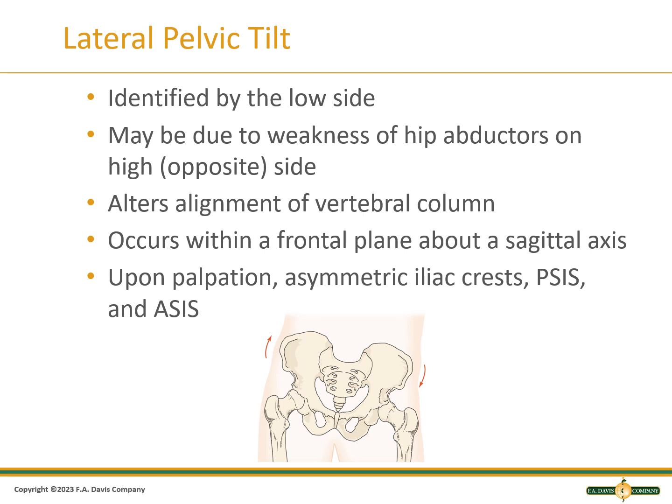The dropping also serves to alter alignment of the vertebral column. So when I drop on one side, I have asymmetrical iliac crest, PSIS, and ASIS. And so we typically aren't going to see this in a postural deformity as much as a gait deviation.